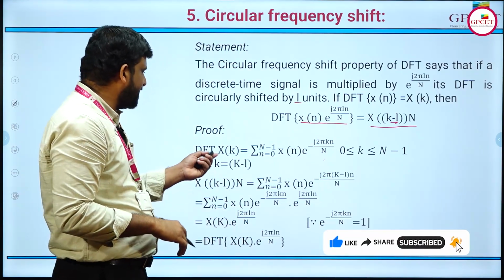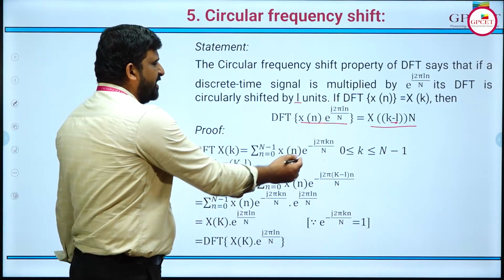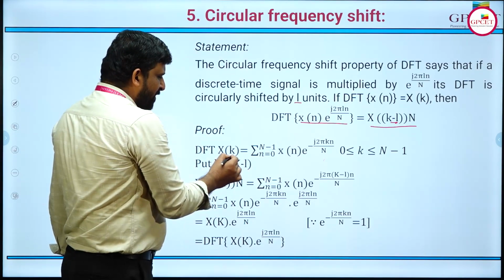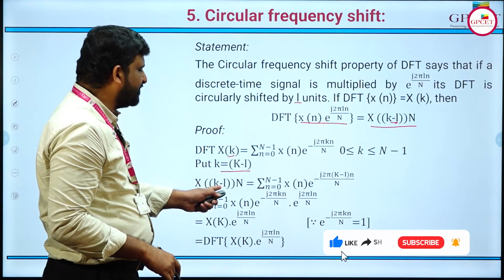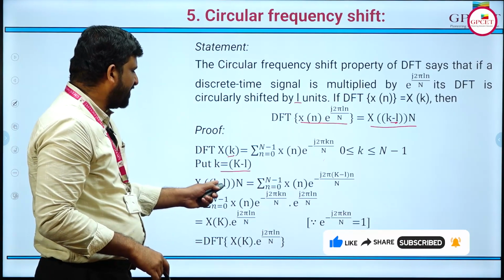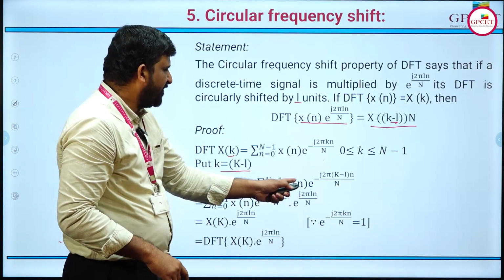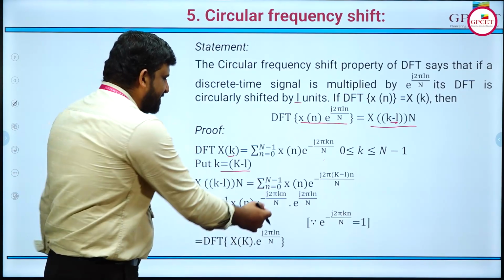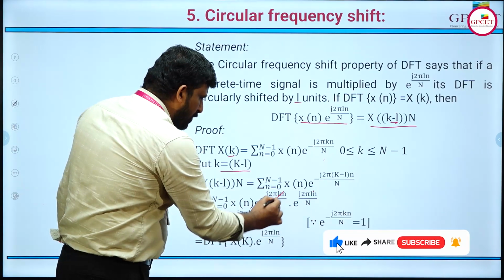So we will see, we are considering the DFT equation, X of k is equal to summation n is equal to 0 to N minus 1, x of n e power minus j 2 pi k n by capital N. So what I am taking here, instead of k I am substituting it with k minus l. So X of circularly shifting, now how many units? L units it's shifting. That is, X of (k minus l) is equal to summation n is equal to 0 to N minus 1, x of n e power, instead of k I am writing it as k minus l.